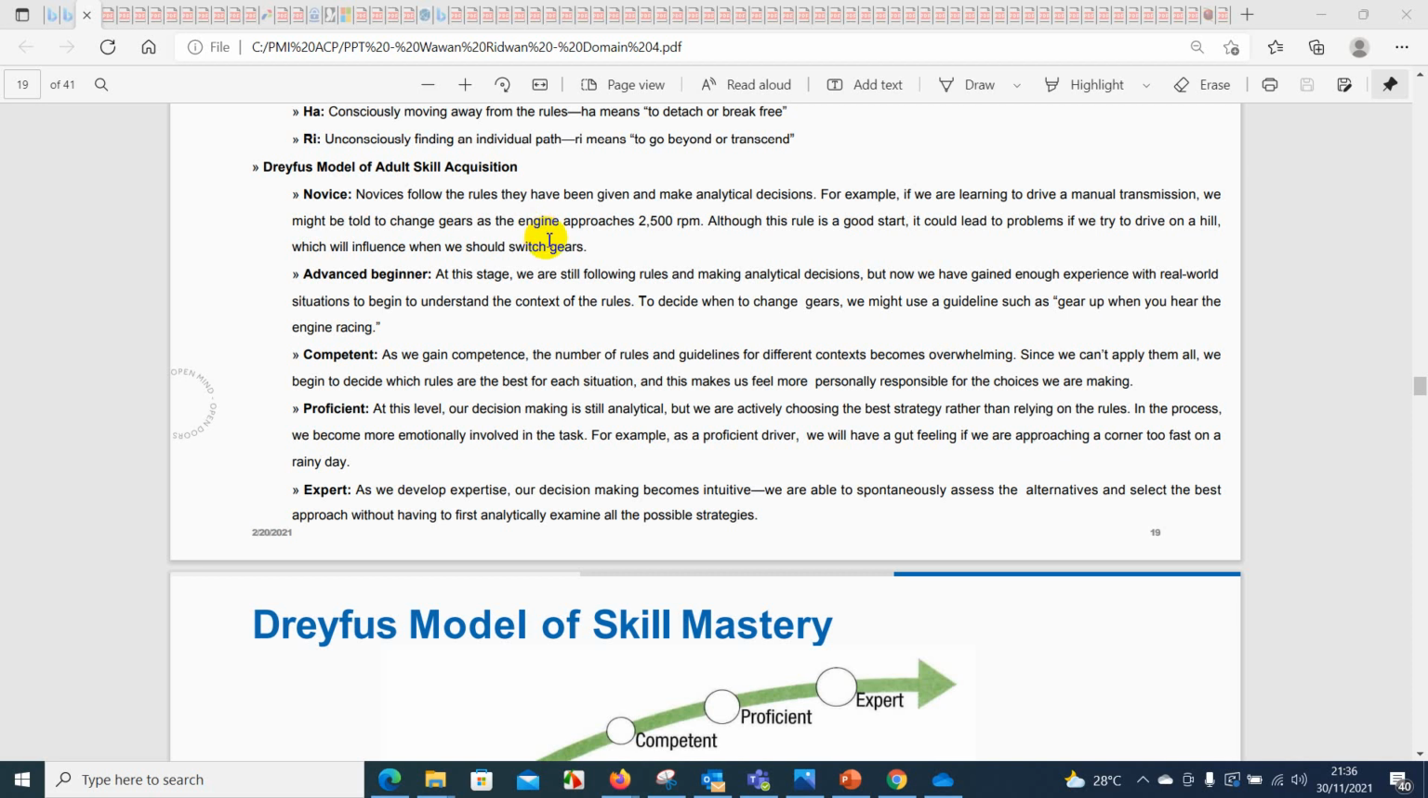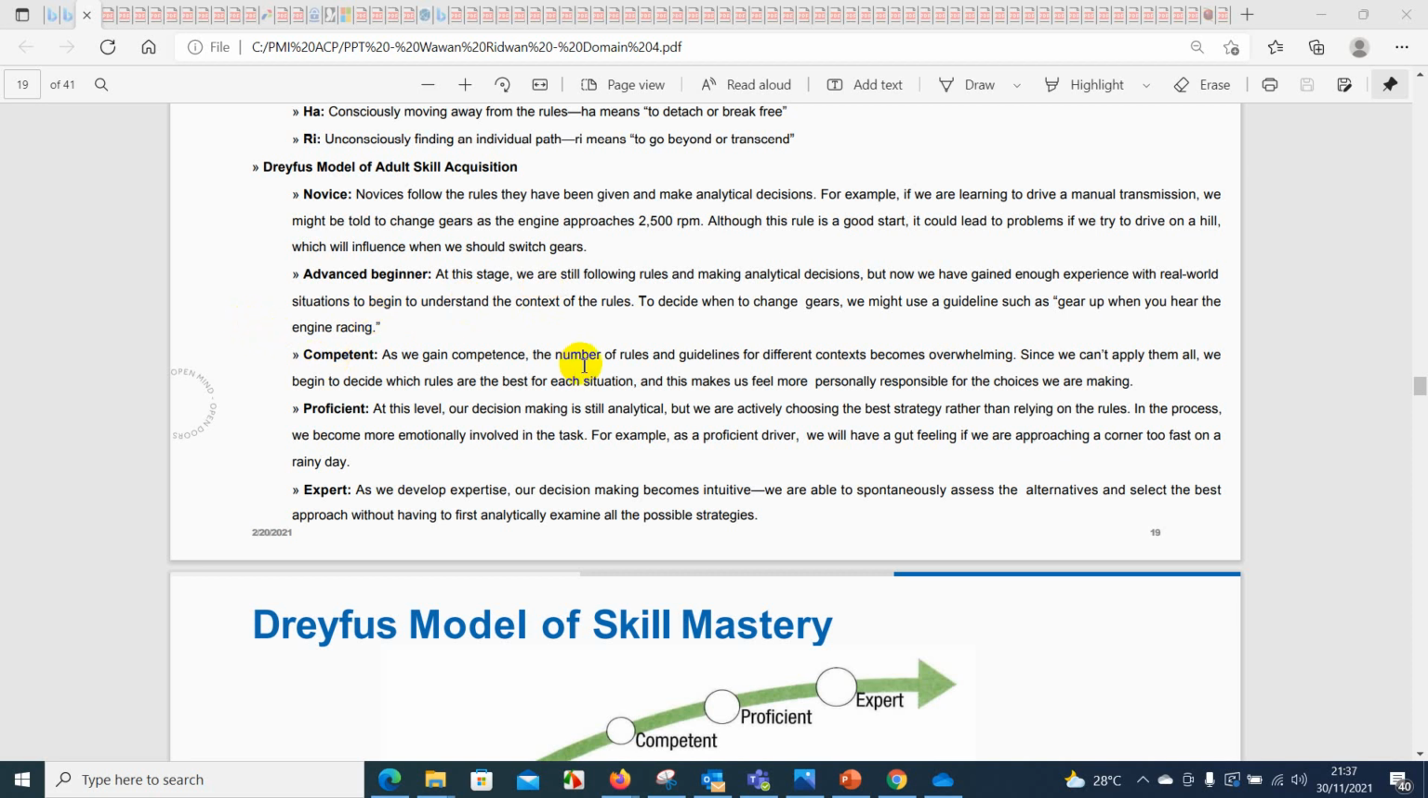Okay, follow the rule. Okay, advanced beginner. At this stage, we are following rules and making analytical decisions, but now we have gained enough experience with real-world situations to begin to understand the context of the rules, to decide when to change gears. We might use a guideline such as gear up when you hear the engine racing.